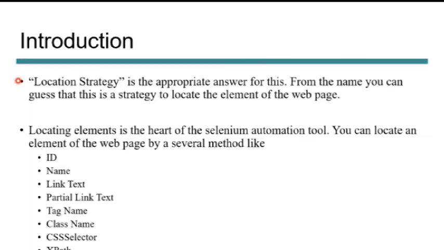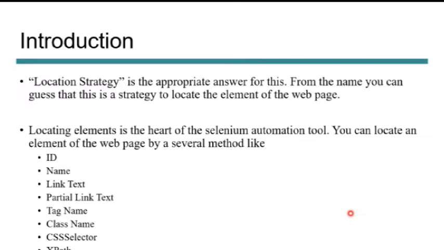So how do we track an element of the web page? The best answer is location strategy. From the name, you can guess that this is the strategy to locate the elements of the web page. Do you know what elements are available in web pages? Yeah, there are lots of wrappers, components, display templates, page body, CSS. All of those are actually part of the components of web pages.